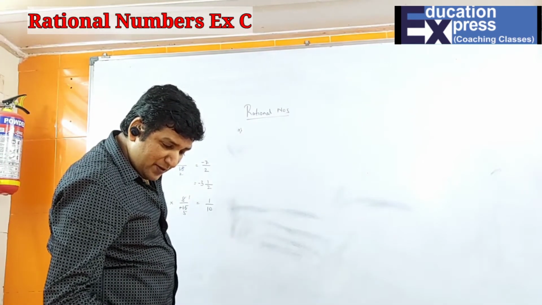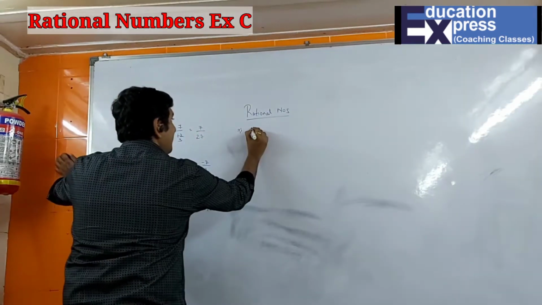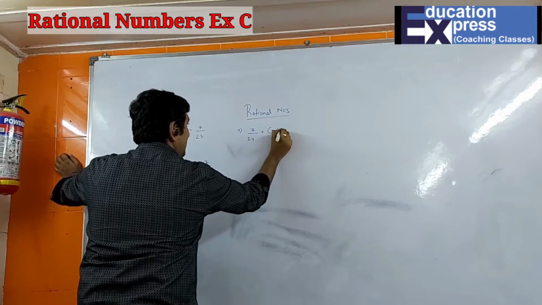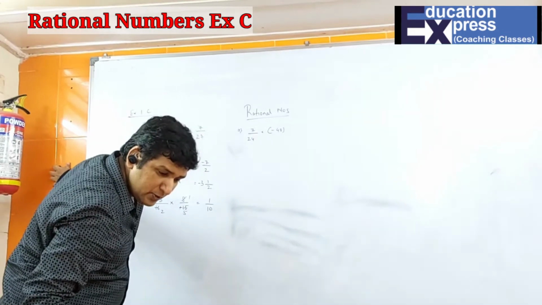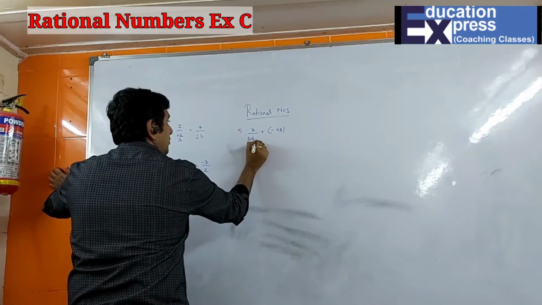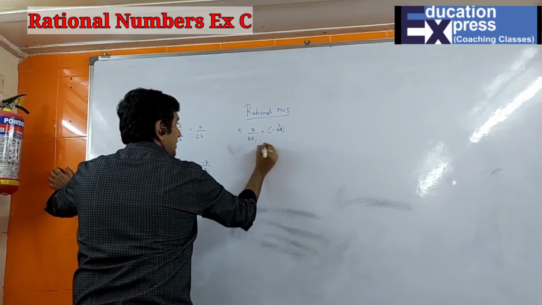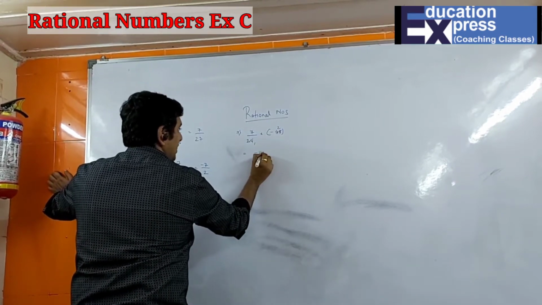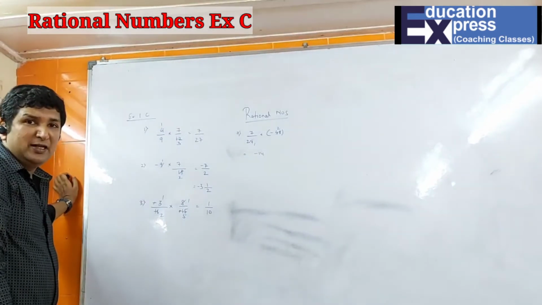Part 7 upon 24 into minus 48. So now again the same thing. 24 ones are, 24 twos are. And here nothing is in the denominator. The 7 into minus 2 is straight away minus 14. The answer is minus 14.